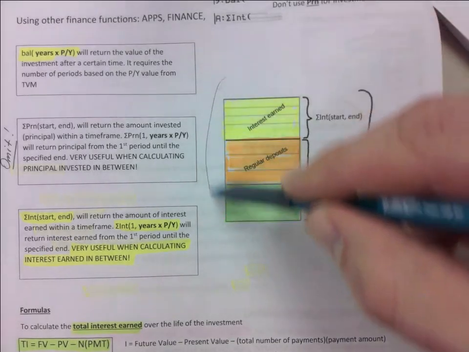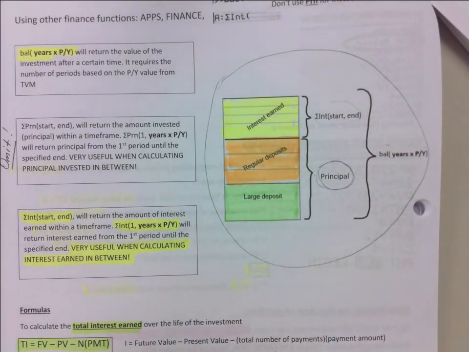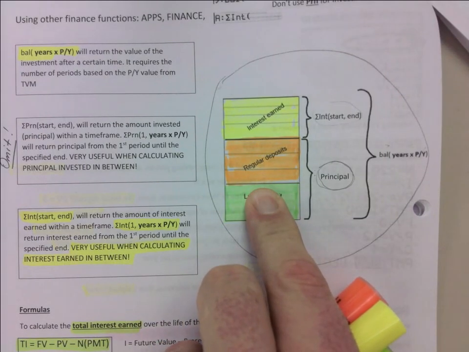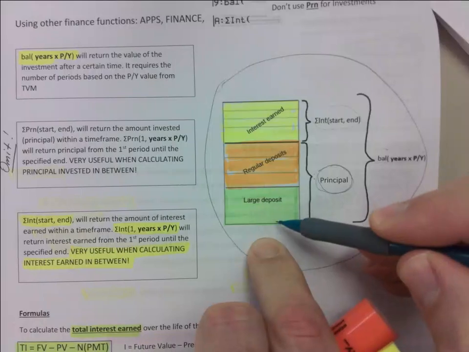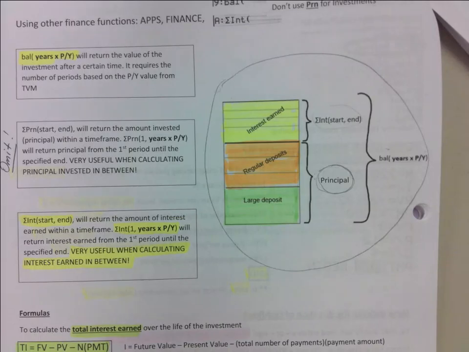So I hope this gives you a little bit of a glimpse of what is happening here. Oh, I should also say, sometimes there is no large deposit. You start with 0, and you just make a bunch of small deposits over the life of your investment. That is also an option. So keep that in mind.